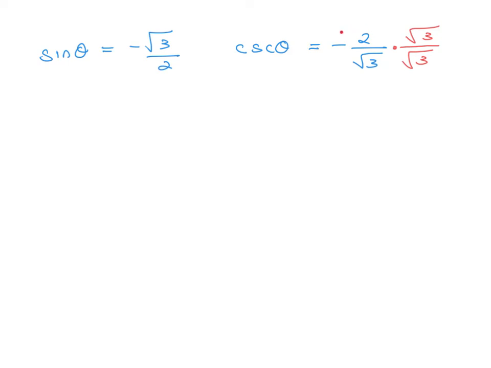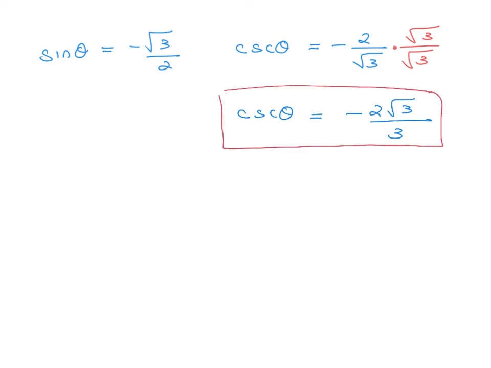The reason this is not considered simplified is because this denominator is an irrational number. If you want to make it rational, you can multiply this number by itself. Root 3 times root 3 is equal to 3. The denominator will no longer be irrational. You'll have an irrational number in the numerator, but that'll be okay. So that is cosecant of theta is equal to negative 2 times root 3, all divided by 3. And this will be considered our simplified answer.